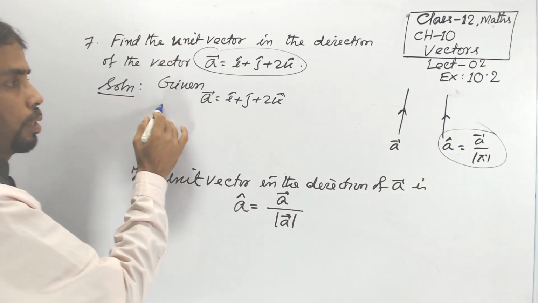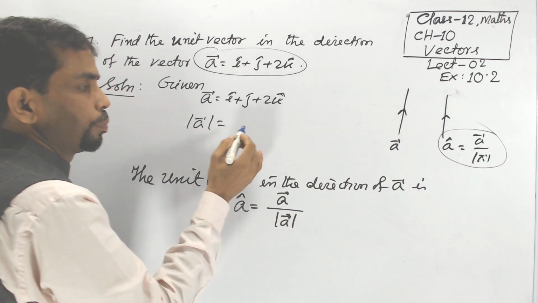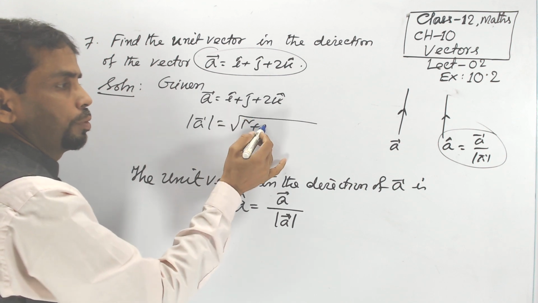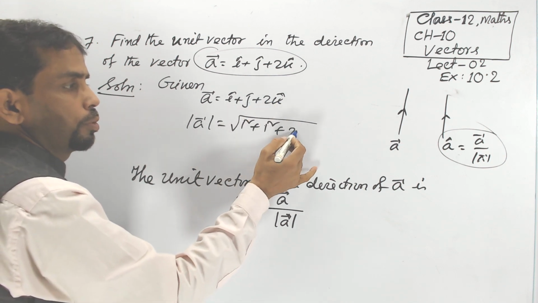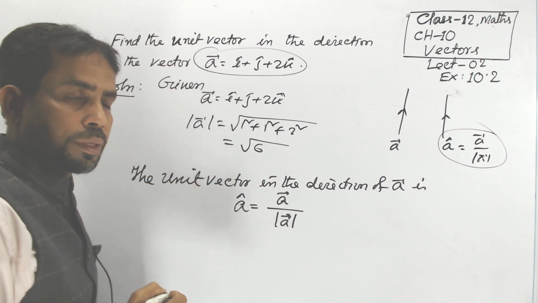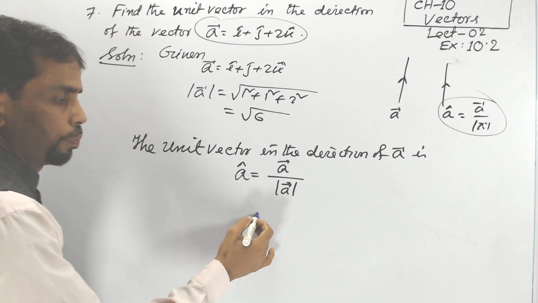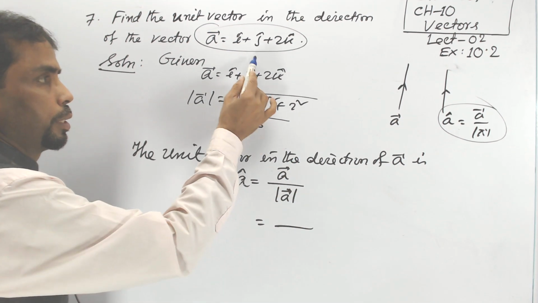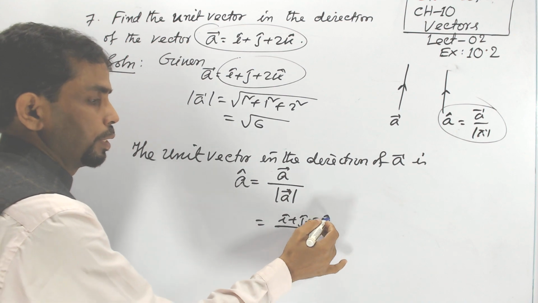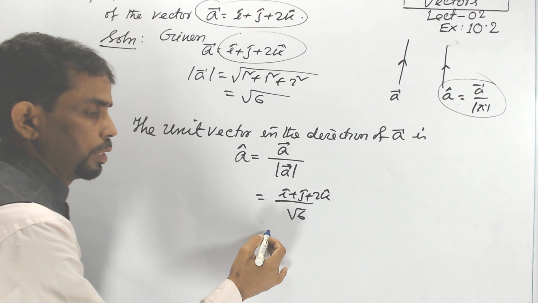So first the vector is given, we will find its magnitude because we need the magnitude there. Magnitude is given by the square root of the coefficient of i, 1 squared, coefficient of j, 1 squared, coefficient of k, 2 squared. So 1 plus 1 plus 4 is root 6. And the unit vector, this is the formula to find the unit vector: it is the vector divided by its magnitude. This is the vector i plus j plus 2k divided by its magnitude. Magnitude is square root of 6, and then we can simplify it more.